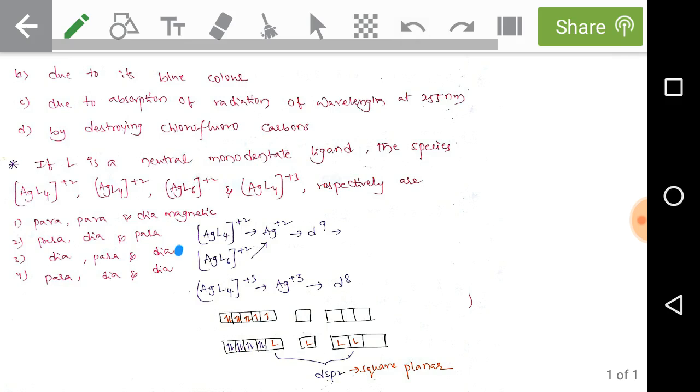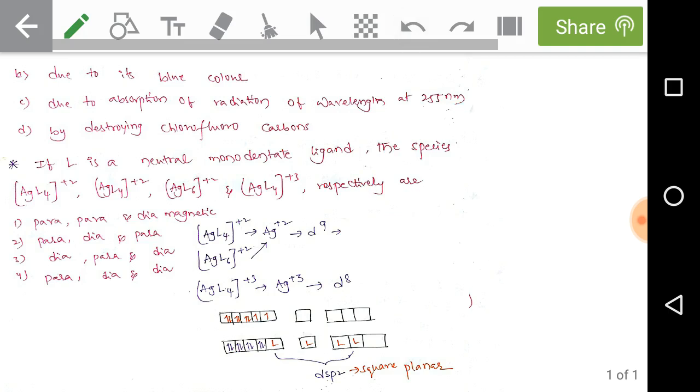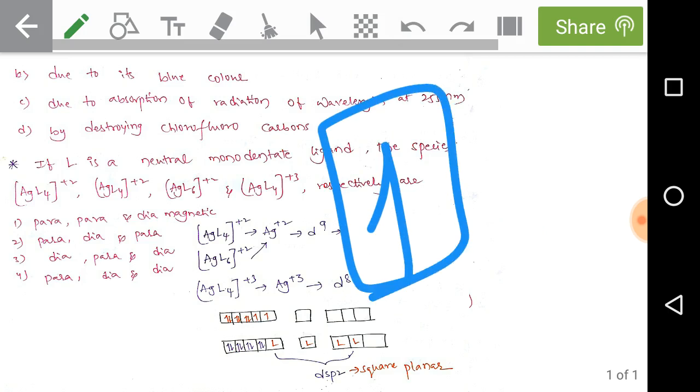Okay, if you look at this silver +2, that means silver with the +2 oxidation state, and another with the +2 oxidation state. In that we simply have 9 electrons in the d orbital. Okay, whenever the ligand is a neutral monodentate ligand, in these two complexes silver is exhibiting the +2 oxidation state, and in that case it should have 9 electrons in its d orbital. And whenever we fill the electrons in any way after ligand contribution, then one unpaired electron must be present in it. So whenever unpaired electrons are present, that complex must be paramagnetic in nature.